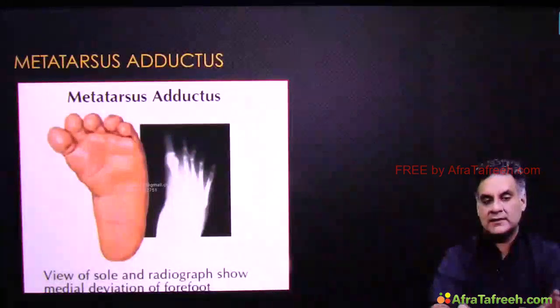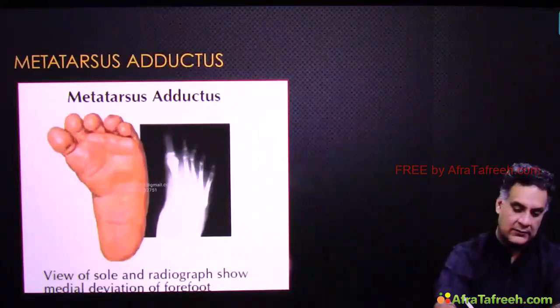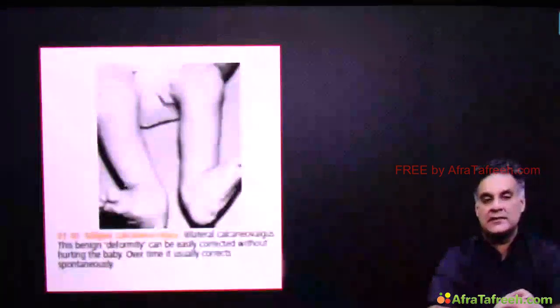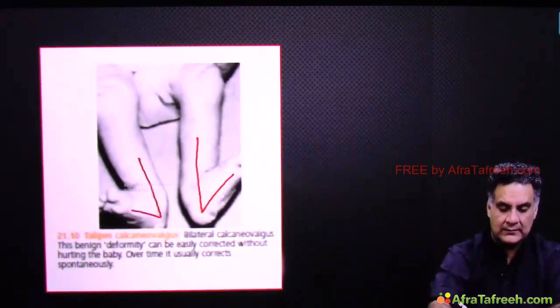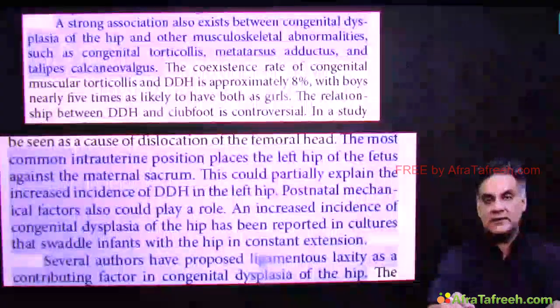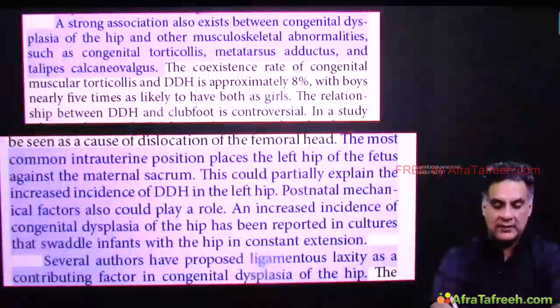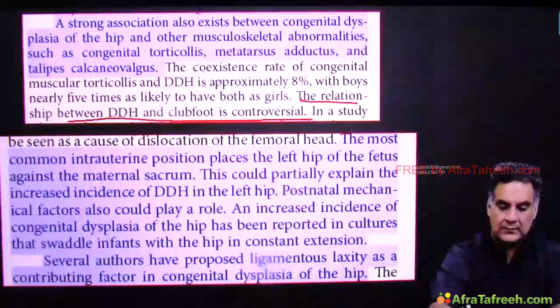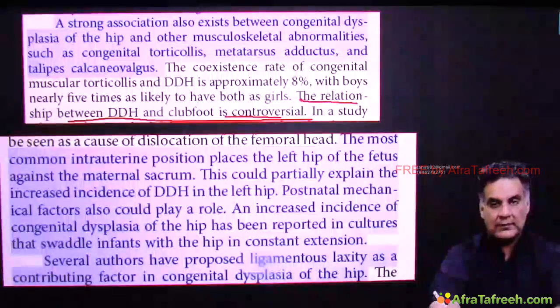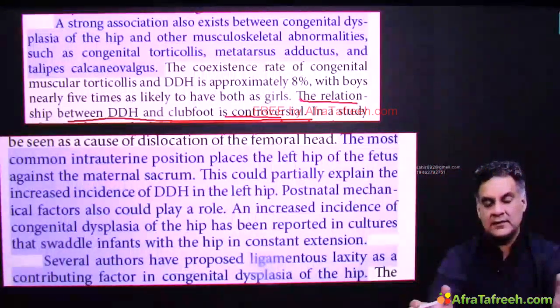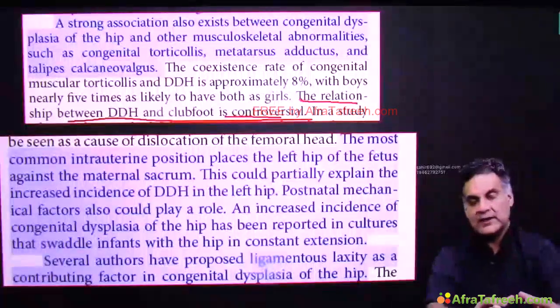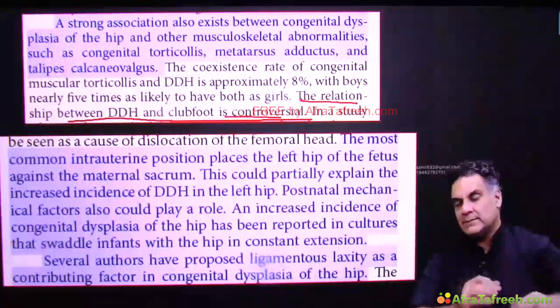This is metatarsus adductus, medial deviation of the foot, seen in DDH. This is a prominent heel, calcaneovalgus. CTEV is very, very controversial. Also remember, DDH is less common in Indians. And people claim it is because we keep our kids by the side of the body.